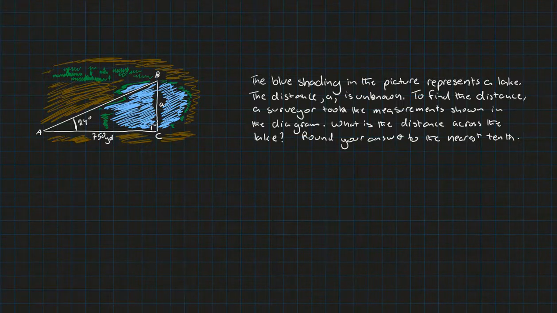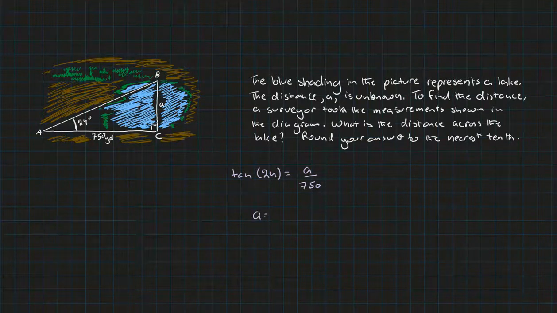So let's see here. I've been given the angle, and I've been given a distance from point A to point C. So that is going to be from the angle opposite. So that's going to be tangent of 24 is equal to A over 750, opposite over adjacent. And then I can just use some algebraic manipulation. So A is equal to tangent of 24 times 750.